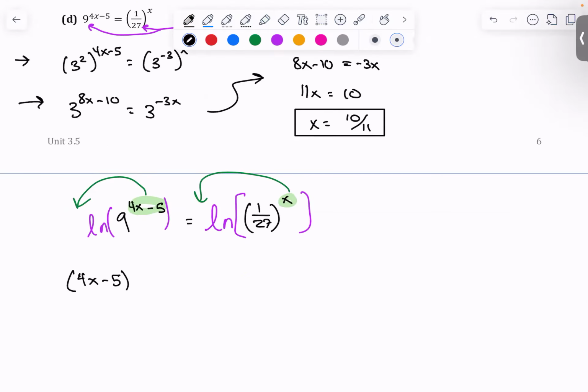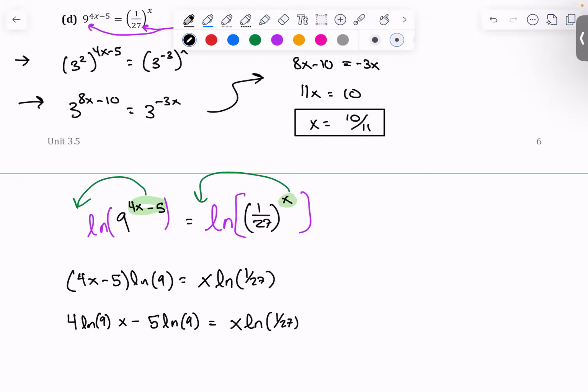I've got 4x minus 5 natural log of 9 is equal to x times natural log of 1/27th. I have to distribute the natural log of 9 into both. I get 4 natural log of 9 times x minus 5 natural log of 9 equals x natural log of 1/27th. And then it's your call. Either you bring all the x terms to the right, or you bring all the x terms to the left and the constant terms to the other side. I'm going to bring all the x terms to the left just because it feels better to me.